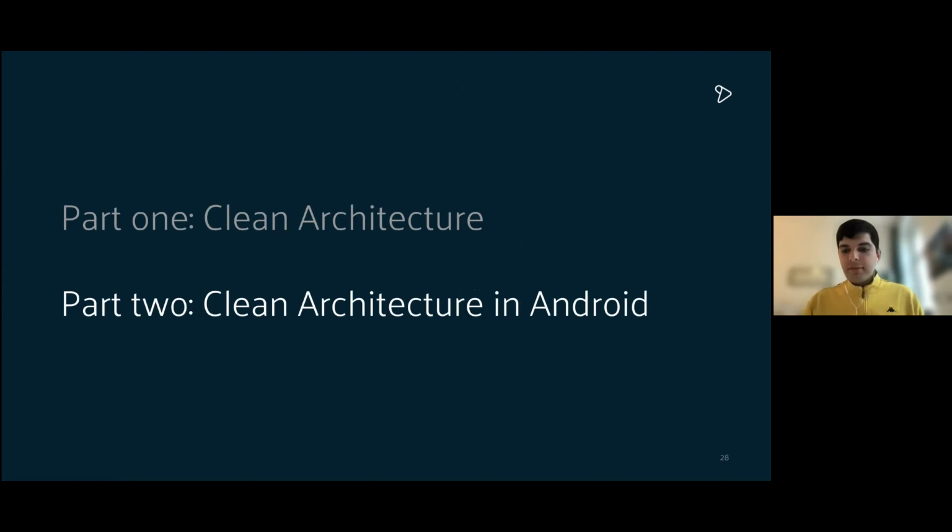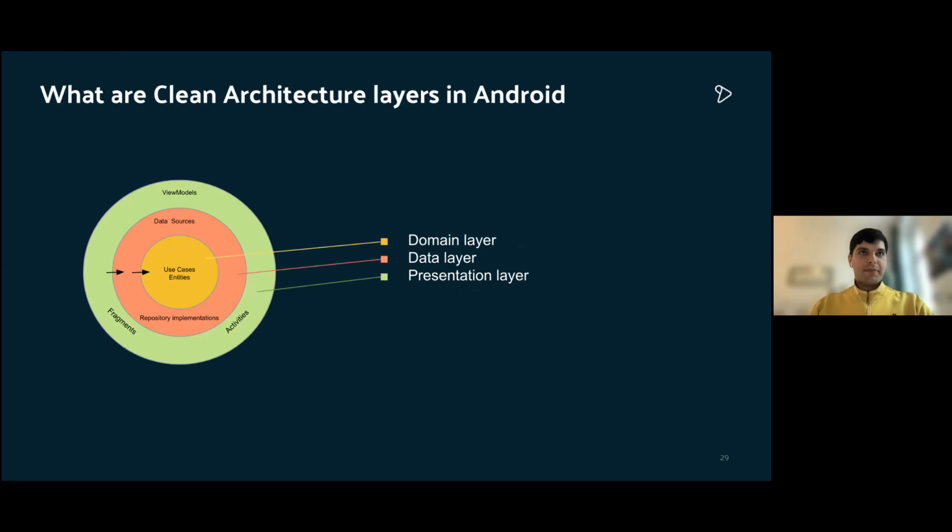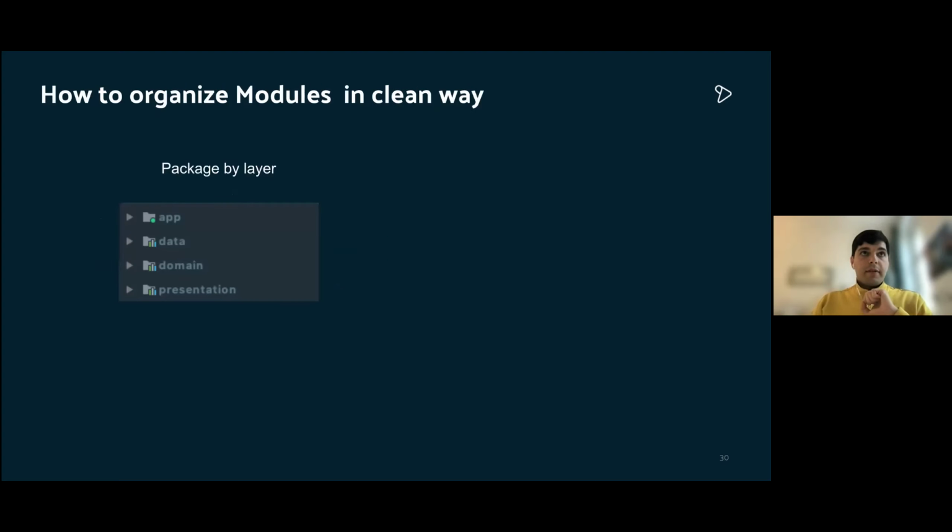Next, I will finally talk about how to adapt this clean architecture in Android with a bit of practical steps. So let's get started. As I mentioned before, the layers in clean architecture are not defined. You can take any number of layers you want. In this case, we would need three layers: domain layer, data layer, and presentation layer. And before taking a deeper look at these layers in an Android project, let's first take a look at how to organize modules in a clean way.